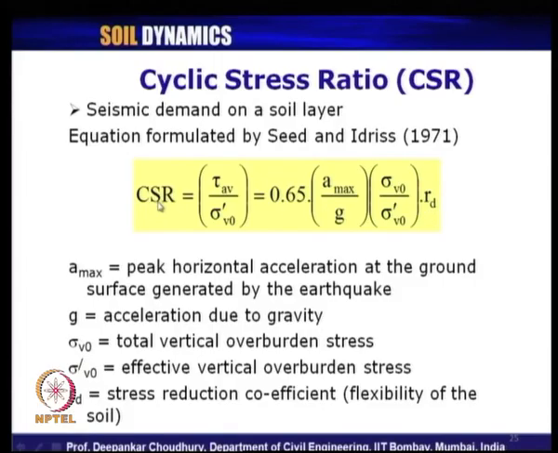Finally, CSR should not have any unit, because this is the ratio of the stresses, shear stress versus effective vertical stress. And why does this number 0.65 come into the picture?